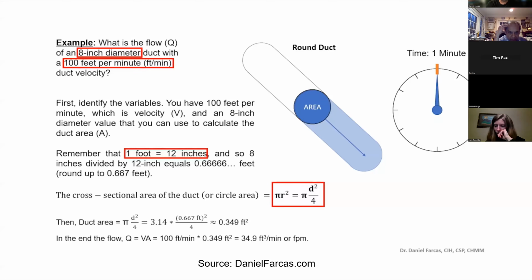And the result is 0.349 square feet. In the end, the flow is 100 feet per minute times 0.349 square feet, which results in 34.9 cubic feet per minute.